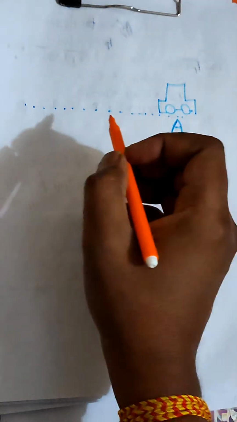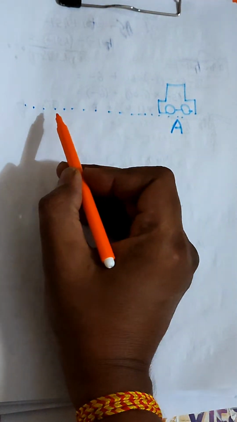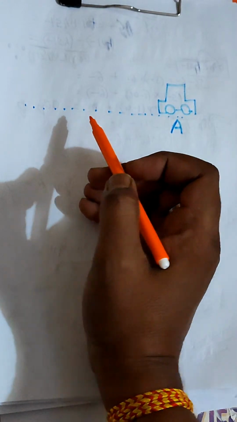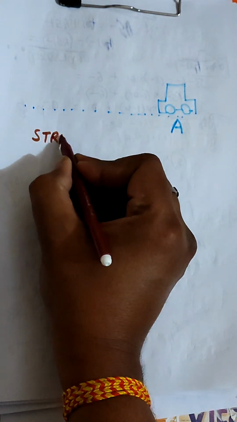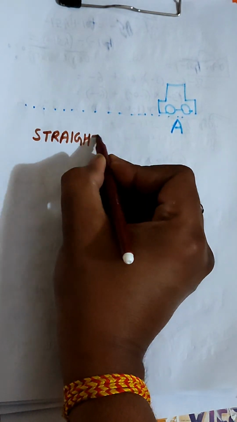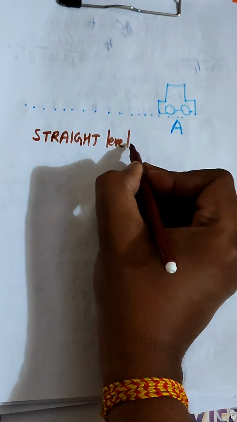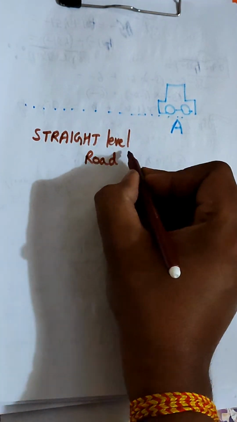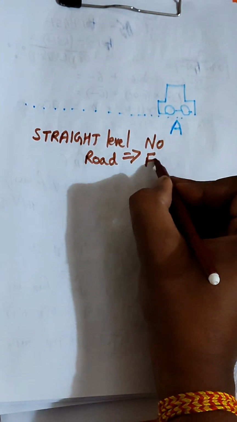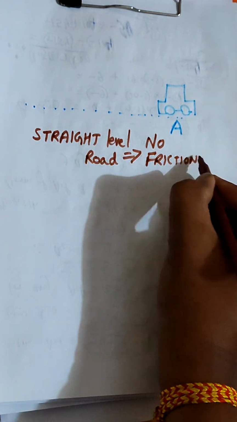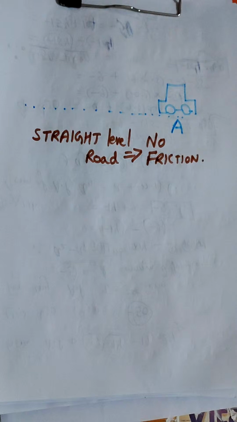Now, another part given in the question: car A is traveling on a straight level road. A straight level road means there is no friction over here. Mind it, the data given in the question is that it's a straight level road. This implies no friction, which we will be considering. Let me read out the question once again.